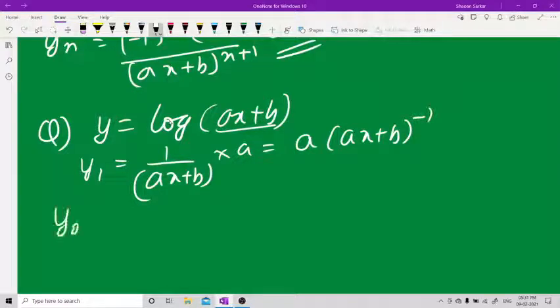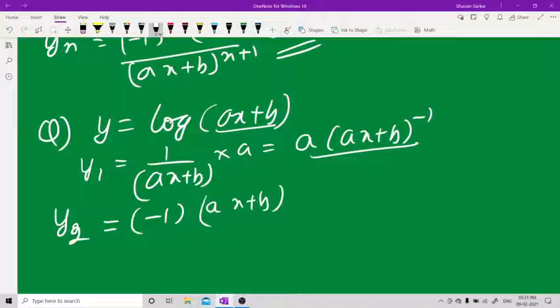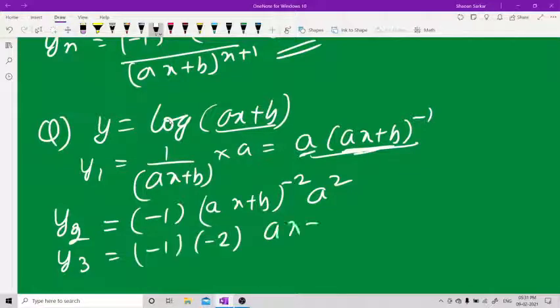Now take y2, differentiate this: minus 1 (ax plus b) whole to the power of minus 2, and there is an a, and then from ax plus b you will get another a, you will get a square. And similarly y3 is minus 1, minus 2, (ax plus b) to the power of minus 3, a cube.